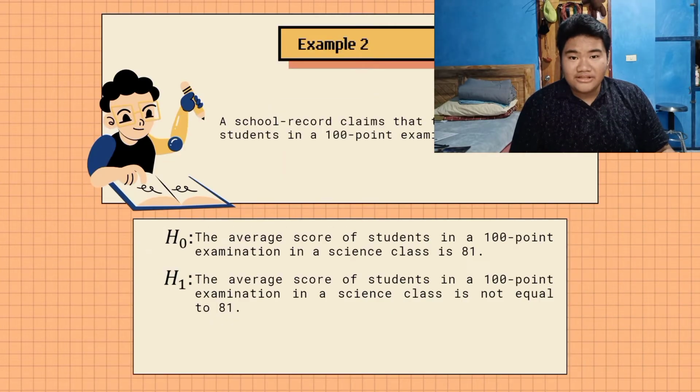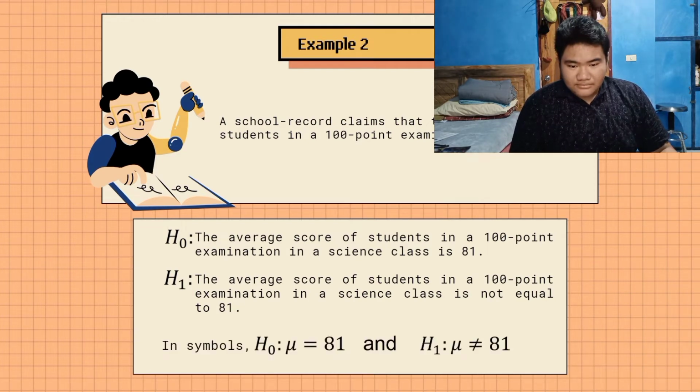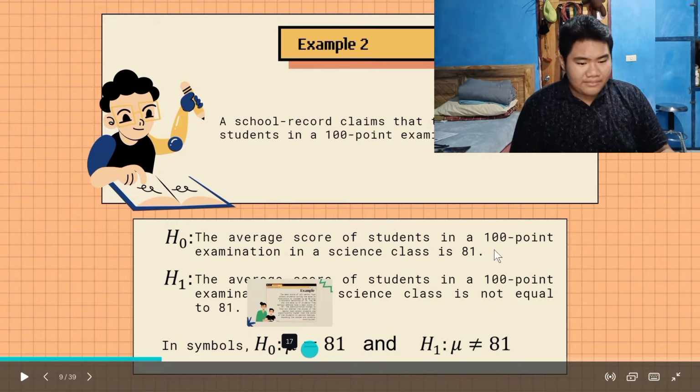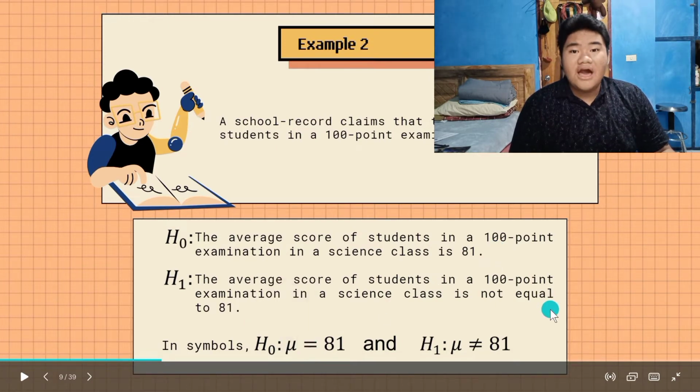While the alternative hypothesis is that the average score of students in a 100-point examination in a science class is not equal to 81. If presented in symbols, it will be presented as null hypothesis, population mean is equal to 81, and alternative hypothesis, population mean not equal to 81.